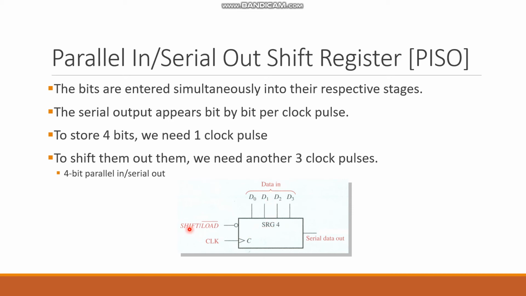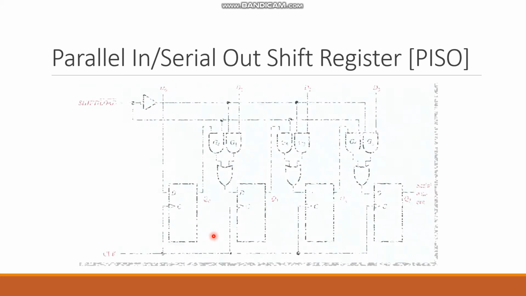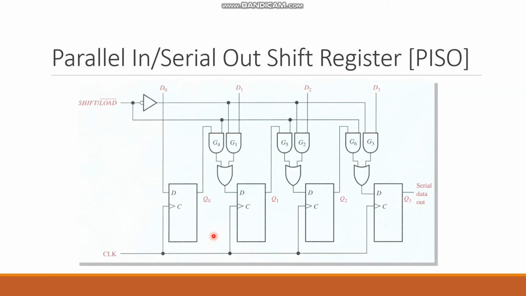But whenever it is 1, that means shift is activated, so the data is going to be shifted out from the shift register, and this is the clock pulse or the centralized clock pulse. You can see that here. This is the internal design of the parallel in serial out.